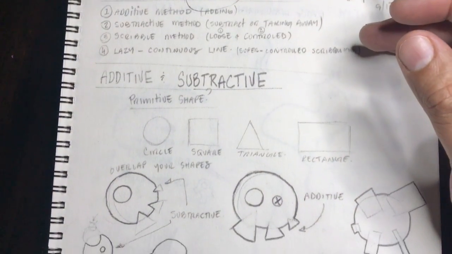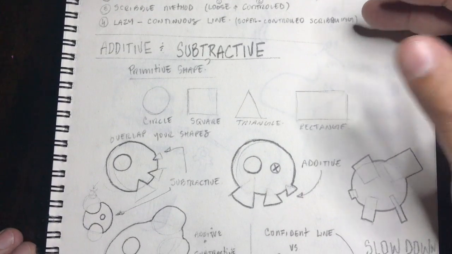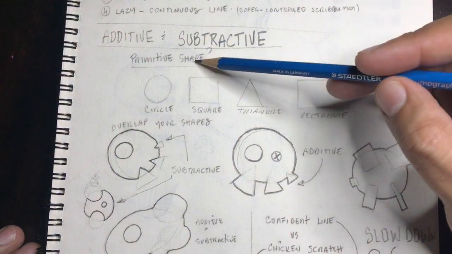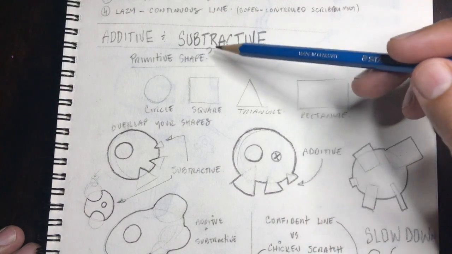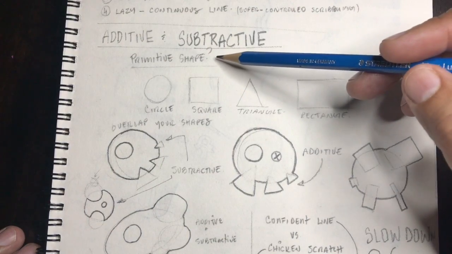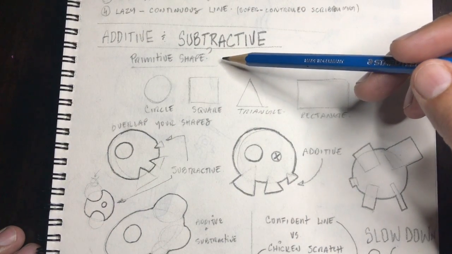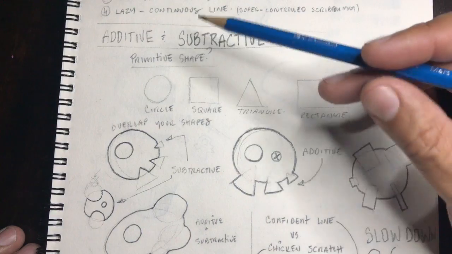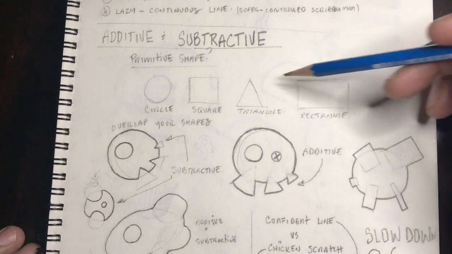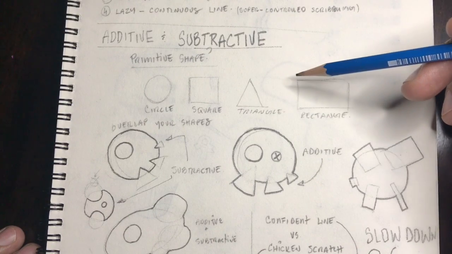First, let's go over additive and subtractive. I'm basically using primitive shapes, and you can use any shapes, but I think it's appropriate that we start there because we're all familiar with primitive shapes like circles, squares, triangles, and rectangles. You can branch out and use any shape you want.